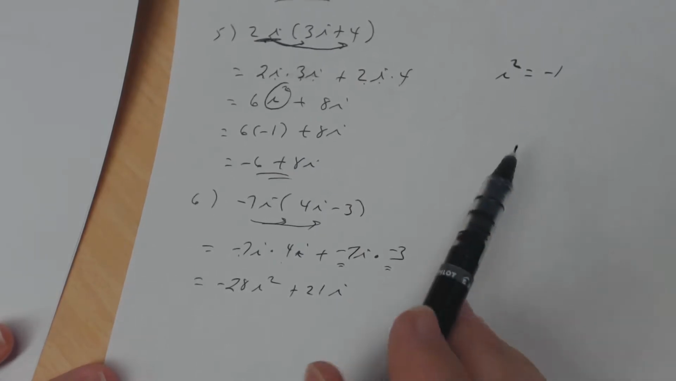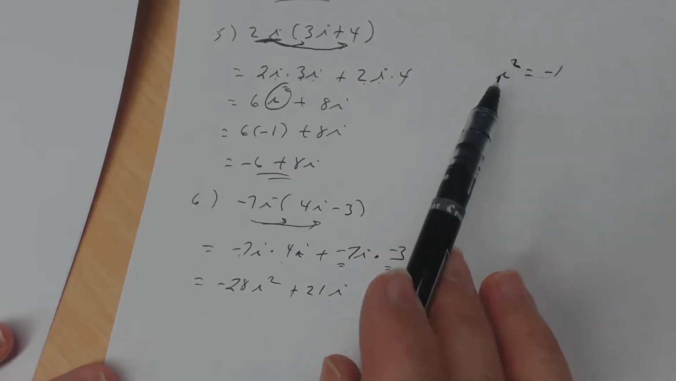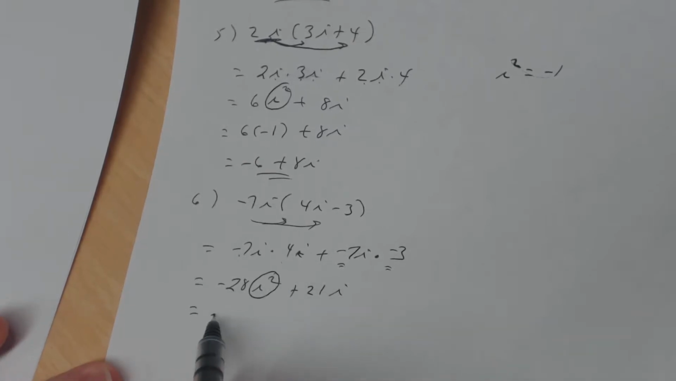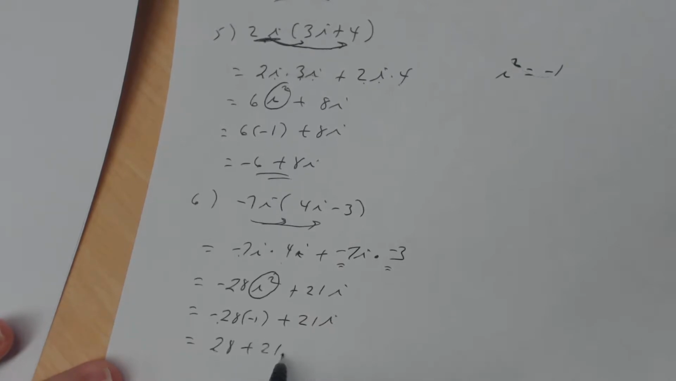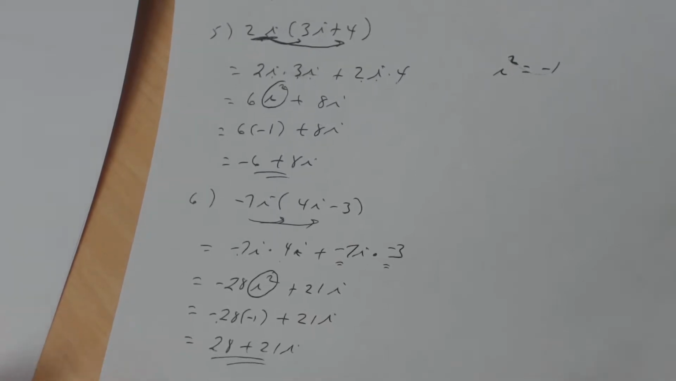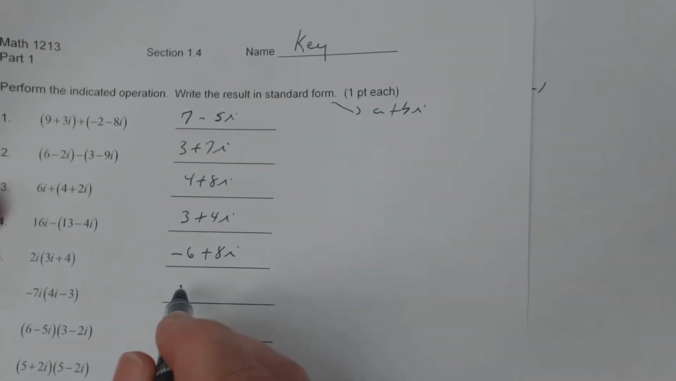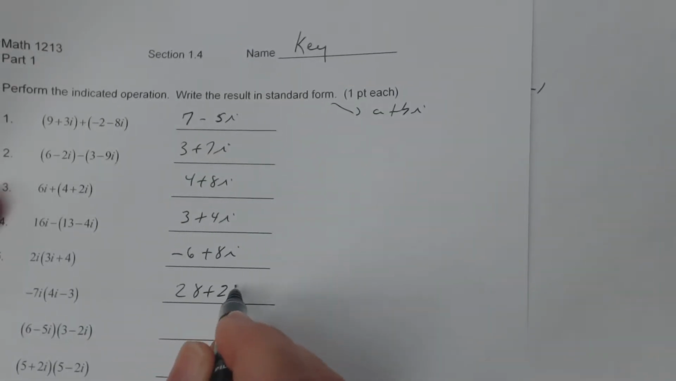Now again, I got to remember that I squared equals a negative 1. So this right here, I got to rewrite. So this becomes a negative 28 times a negative 1 plus 21i. And so a negative 28 times a negative 1 is a positive 28 plus 21i. And so there's your answer. So 28 plus 21i is number 6.